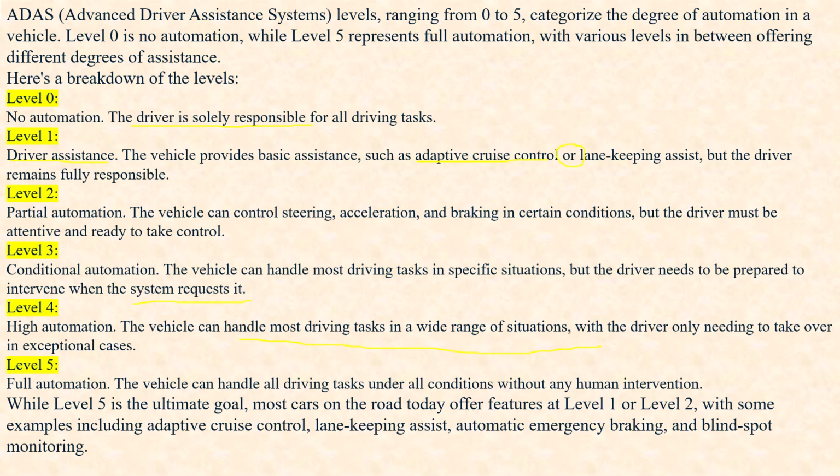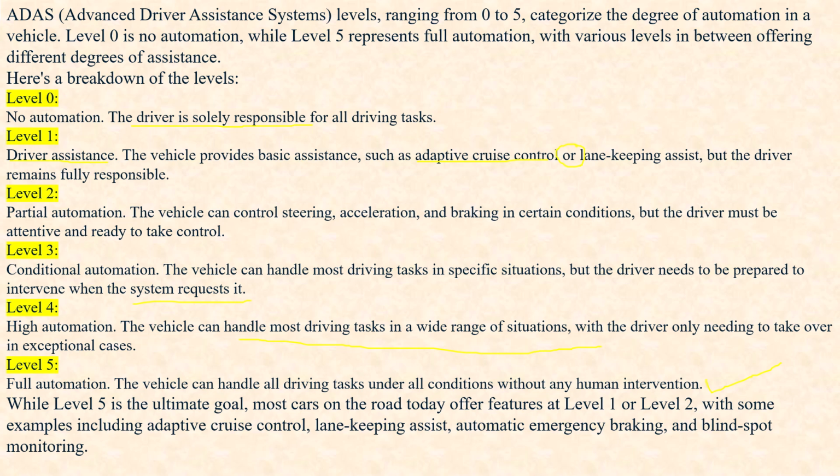Now when it comes to level 5, this is full automation. The vehicle can handle all the driving tasks under all conditions without human intervention. This is something I already said. So this is like any car, you can drive it anywhere, anytime.